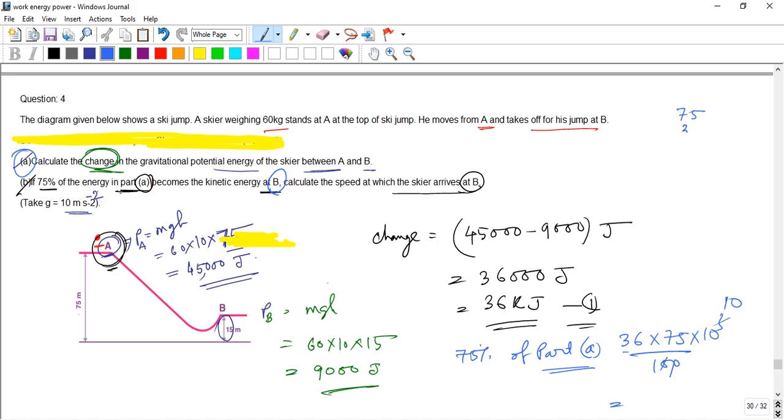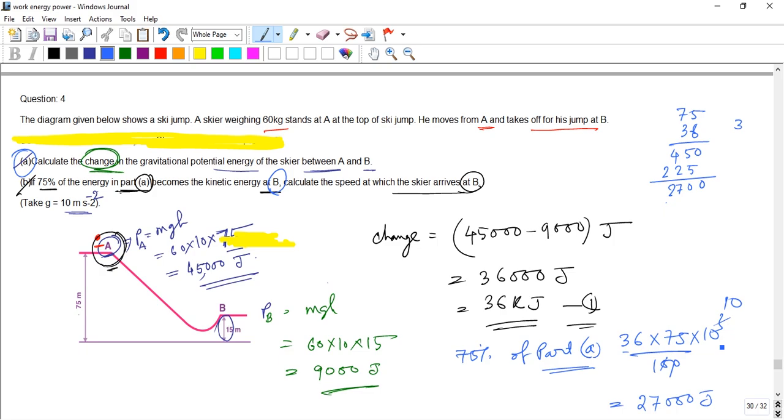75 times 36. So 6 5s are 30, 0, 3; 7 6s are 42, 43; 2 plus 3 is 45. That is 225, 0, 0; 4 plus 2, 6 plus 1, 7, 2, 7, double 0, and another 0. So 27,000 joule.